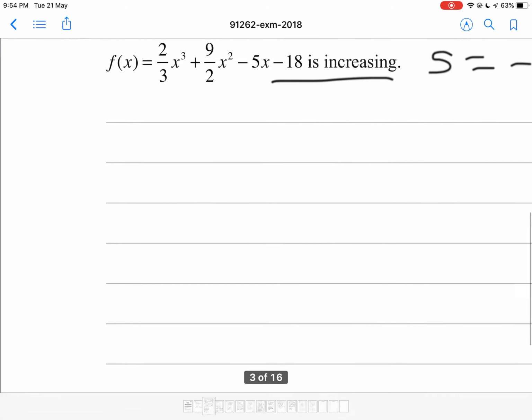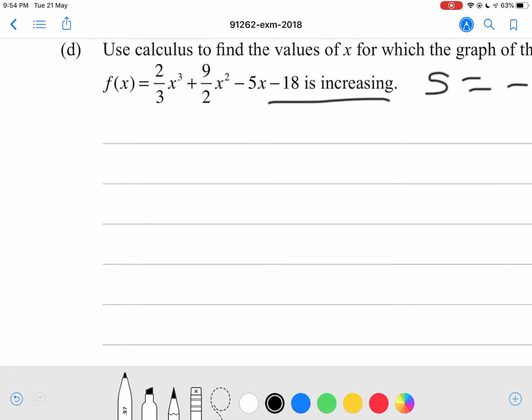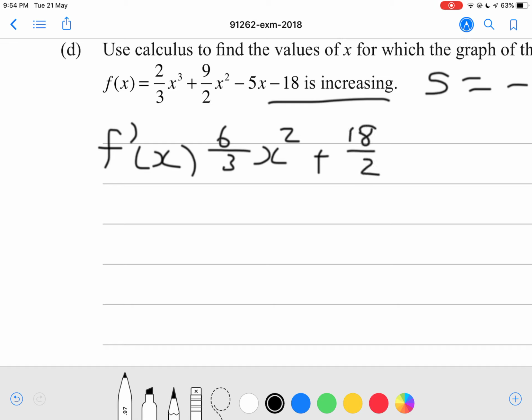So basically, we differentiate to find the gradient function. So we can say f dash of x equals 2 over 3 times 3, so that becomes 6 over 3. We take the power down by 1, so 3 becomes 2, so 6 over 3 x squared plus 9 over 2 times 2, that's 18 over 2. X squared, you take the power down by 1, it just becomes x. And then minus 5x, we just get rid of the x, so it just becomes minus 5. And then the minus 18 is just gone, it's rest in peace, okay? So f dash of x equals this, okay?